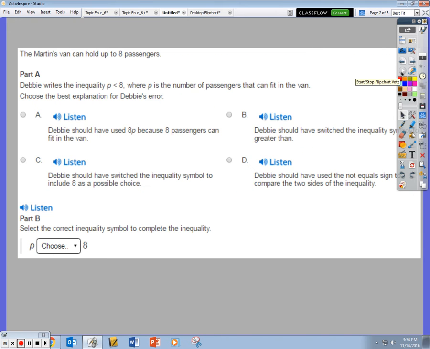Says the Martin's van can hold up to 8 passengers. Now this reminds me of exactly lesson 4.6. It can hold up to 8 passengers. So if I said, hey, passengers is P has to be less than or equal to 8 because the van can't hold more than 8, but it can hold exactly 8.